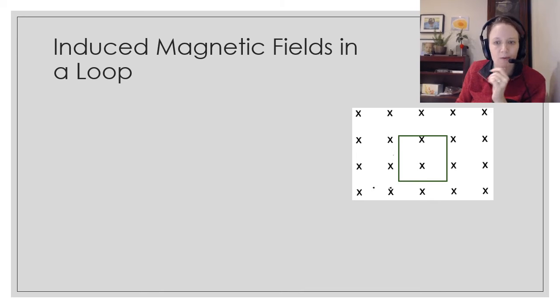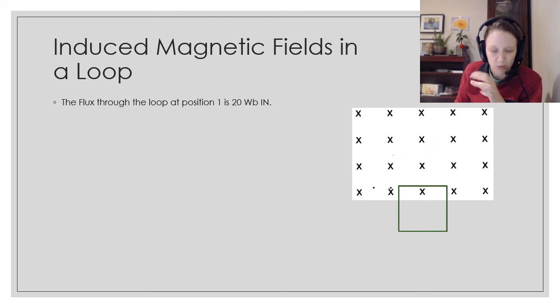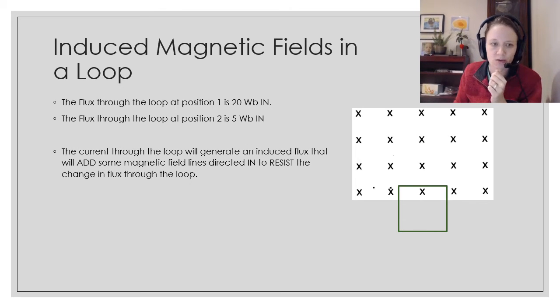So let's do some sample problems. This is actually the same problem we set up earlier with that loop moving out of the field. If we calculated that the flux through the loop at position 1 was 20 Webers in, when we've moved down to position 2, now we have a flux of only 5 Webers in, right? So we would describe that as a decrease in flux, right?